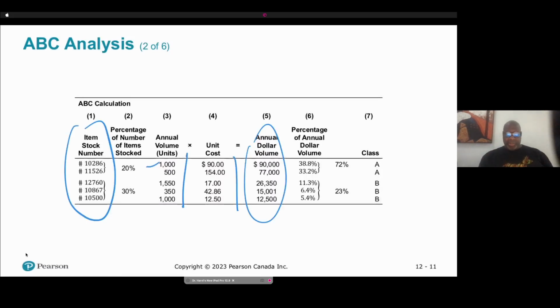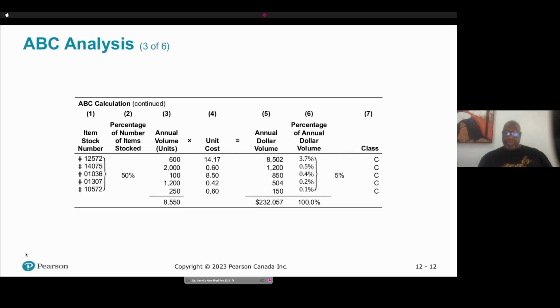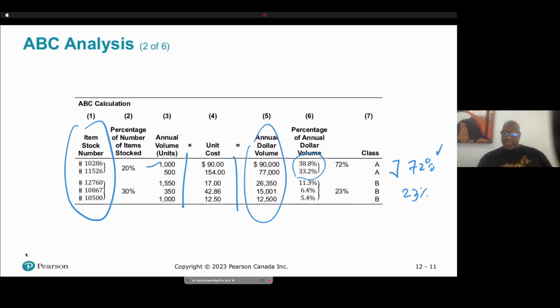So there are 10 items in this case, so we will take the first two, and the first two basically accounts for 72%, as you can see, of the total annual dollar volume. Then the next three accounts for 23%, and then so that's what? That's 95. So the last five is going to be accounting for only 5% of the total volume, sales volume. So as you can see, we won't treat those as necessarily the most important category. All right, least amount of attention. Let's see items, most amount of attention.